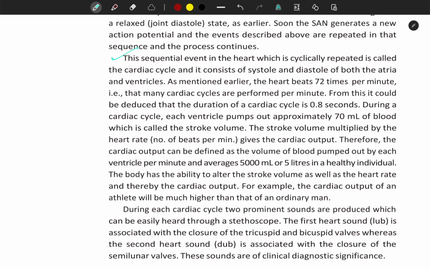During a cardiac cycle, each ventricle pumps out approximately 70 ml of blood, which is called the stroke volume. The stroke volume multiplied by the heart rate, that is number of beats per minute, gives the cardiac output. Therefore, the cardiac output can be defined as the volume of blood pumped out by each ventricle per minute and averages 5000 ml or 5 liters in a healthy individual. The body has the ability to alter the stroke volume as well as the heart rate and thereby the cardiac output. For example, the cardiac output of an athlete will be much higher than that of an ordinary man.